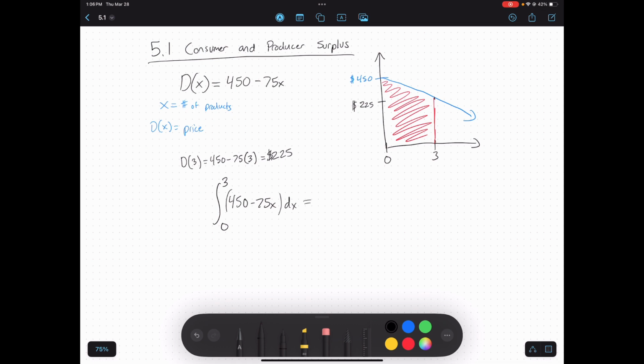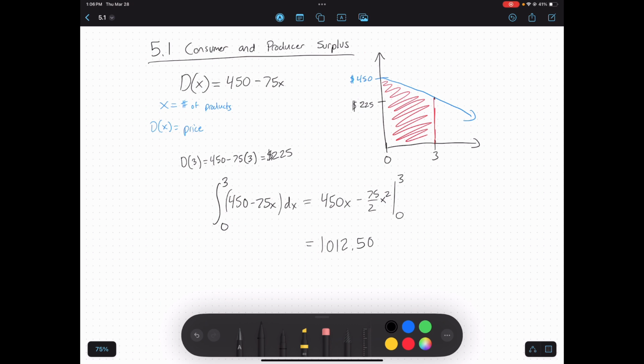If I use the fundamental theorem of calculus here to evaluate this, I'm going to get 450x minus 75 over 2 x squared, and I need to evaluate that from 0 to 3. When I plug 3 in, I get 1,112.5. And when I plug in 0, I get 0. So that's what I'm left with. What does this number represent?